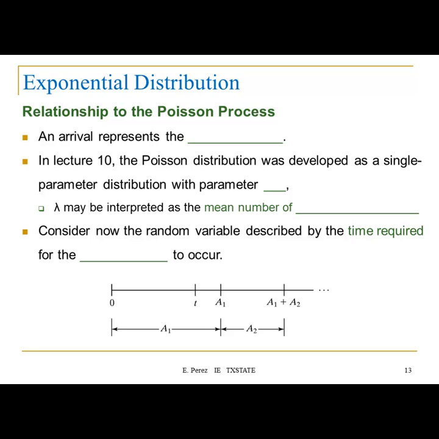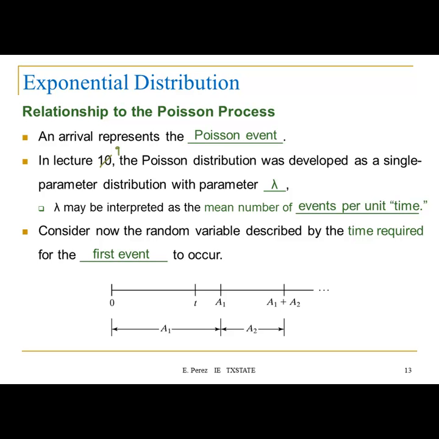What is the relationship to the Poisson process? So an arrival represents the Poisson event, and I believe this is lecture 9. In lecture 9, the Poisson distribution was developed as a single parameter distribution with parameter lambda. Okay, so you remember lambda was this many arrivals per minute, this many arrivals per hour, and so on. Lambda may be interpreted as the mean number of events per unit time. So now consider the random variable described by the time required for the first event to occur.